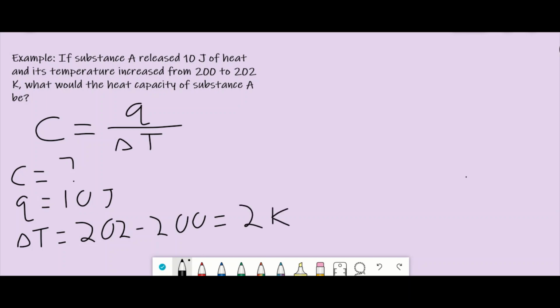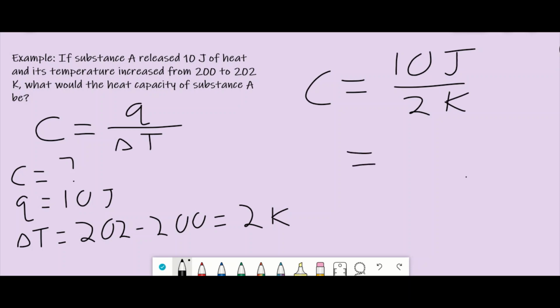So if you plug this into the equation, you get C is equal to 10 joules divided by 2 Kelvin, and our answer is 10 divided by 2, which is 5. And the unit for heat capacity is joules per Kelvin.